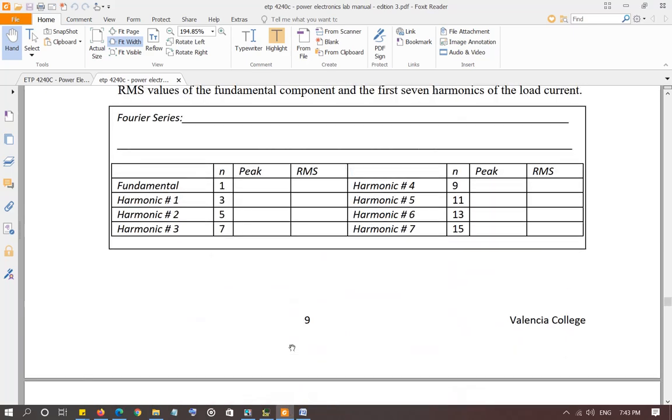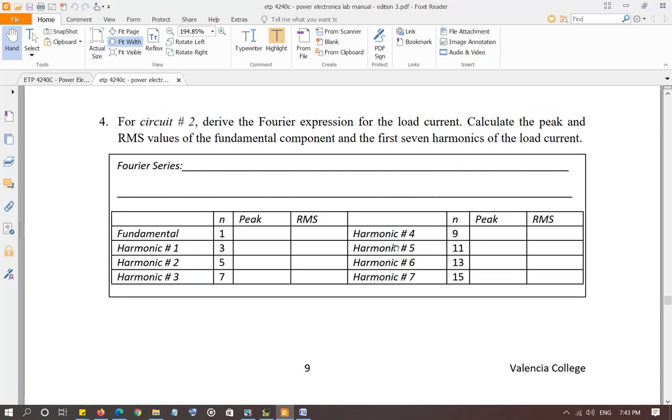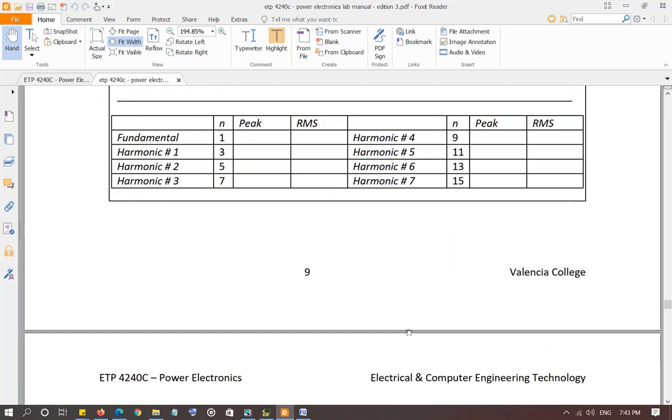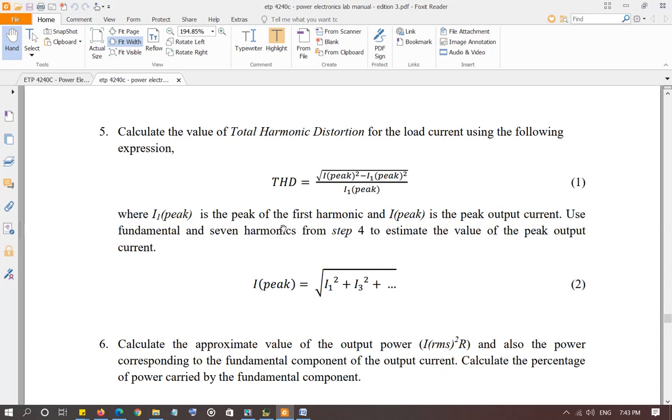Okay, now again we discussed how to calculate the Fourier series of the current. Make sure to check out the lectures, and then write down the Fourier series, calculate the fundamental and peak value, RMS, as we did for the last part. Then you have to calculate the total harmonic distortion.